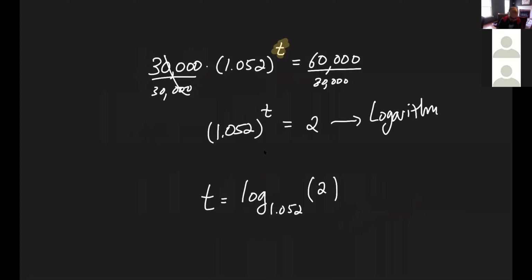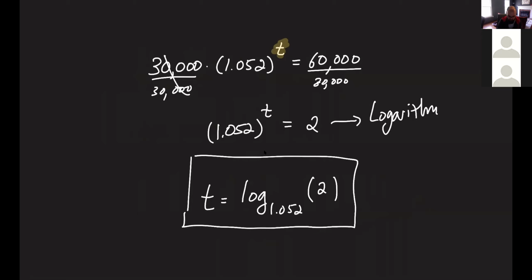This is not going to make a whole ton of sense to us right now, but looking at this right here, this is the answer to the question. Okay, so when we see this, what we're going to think about through today and through a lot of this is whenever you see this log, it's the answer to a question. What exponent do I have to put on this equation? Okay, so what is the exponent t that I have to put in here to get a result of 2? And the answer to that question is this, log base 1.052 of 2.